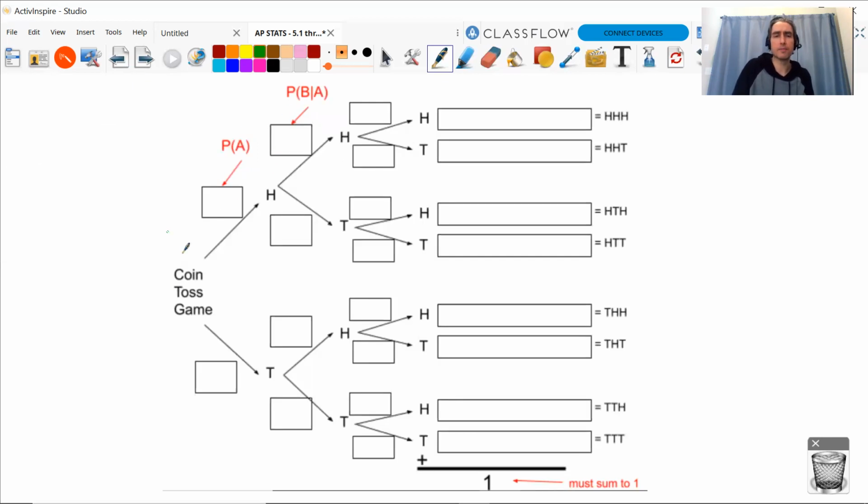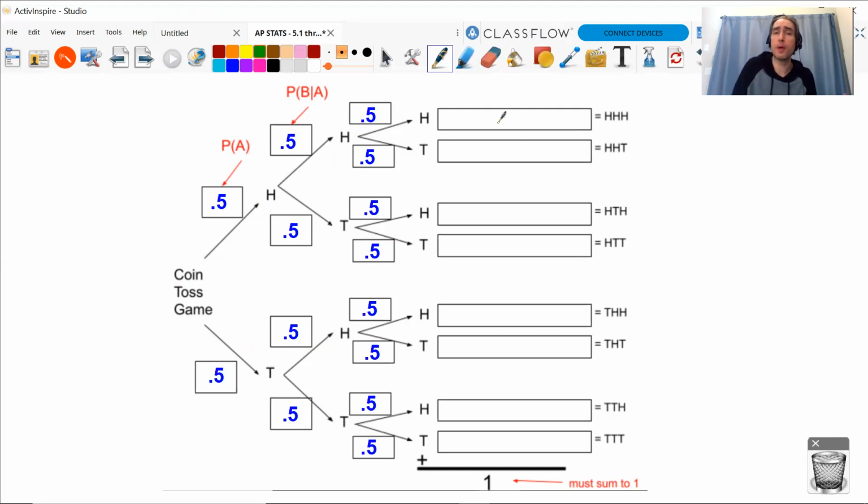Well, let's fill in that blank. If I flip it 1 time, I'm either going to get a heads or tails. Those are both going to be 50%. Now on my second flip, it doesn't matter whether I got a head or a tail. I got a 50-50 shot of getting a head or tail on that second flip. So again, those are both going to be 50%. They're not dependent on the previous one, like the card drawing activity. Same thing for the third flip. Those are all going to be 50%.